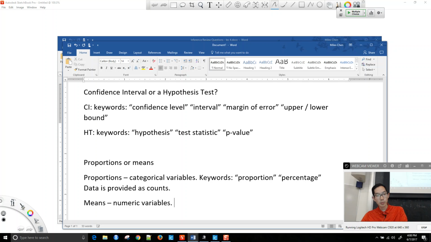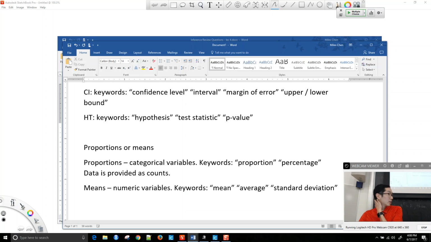Okay? Means applied to numeric variables. Keywords here, clearly mean, but also words like average and standard deviation. Okay? So if you see the word standard deviation as part of your data, that's an indicator that you are dealing with means. Okay? The other main indicator is that as you're reading it, it's going to be a numeric variable.